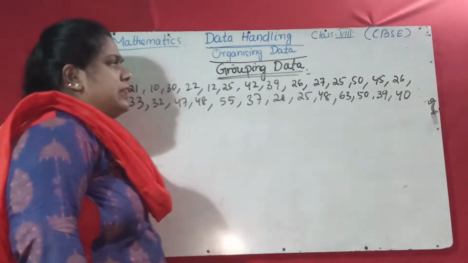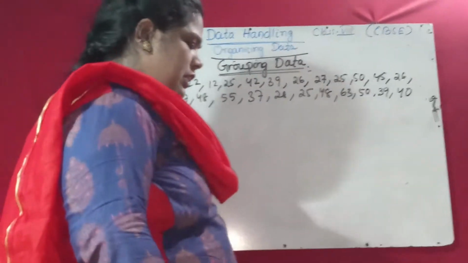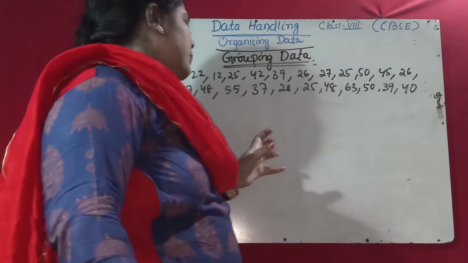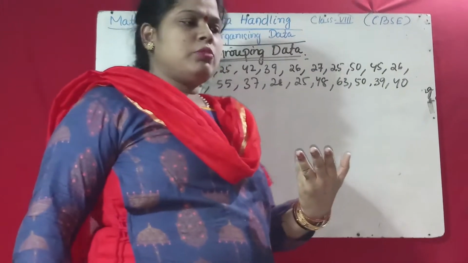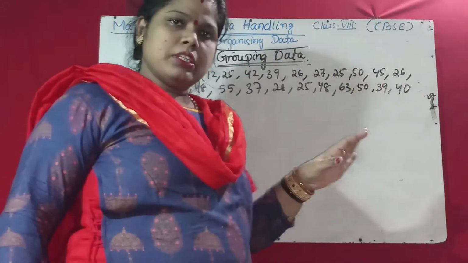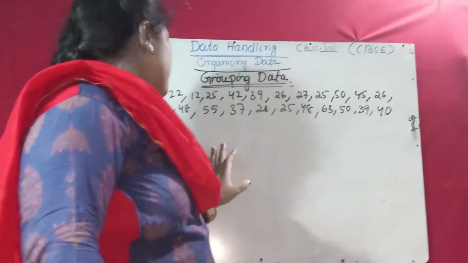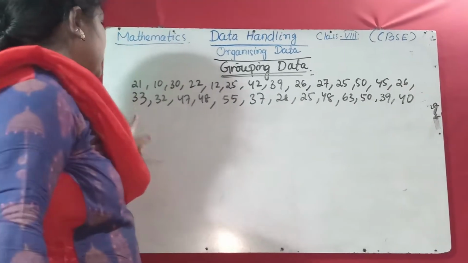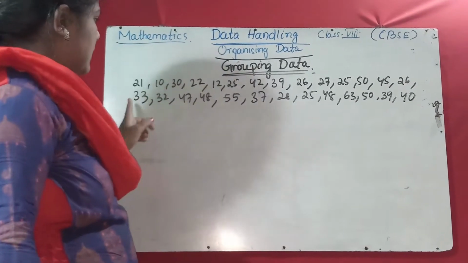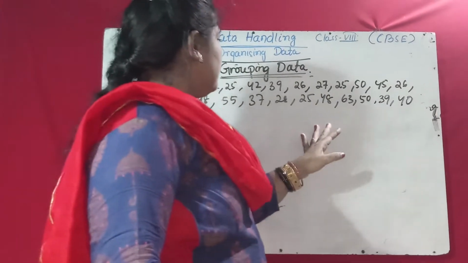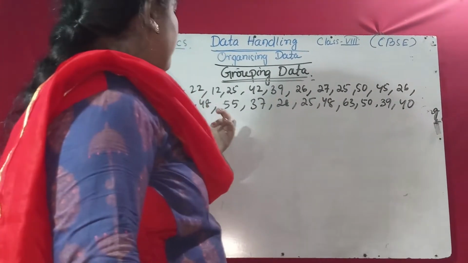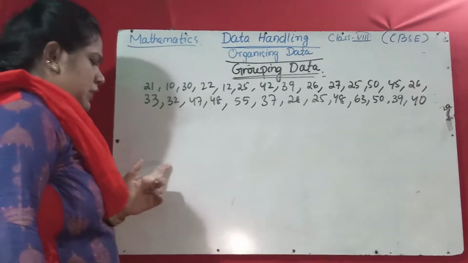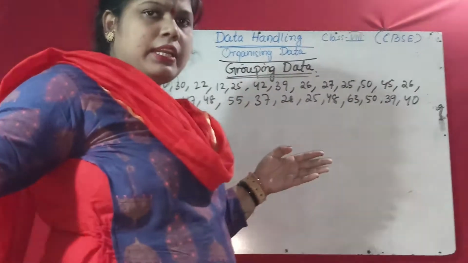So now grouping data. In the previous part we read the ungrouped frequency distribution table. There you were given only 3 animal names or 4 subjects, so it was easy to do. But here some numbers are given. The largest number is 55 and the lowest number is 10. If you write 10, 11, 12, 13, it will be a large data.